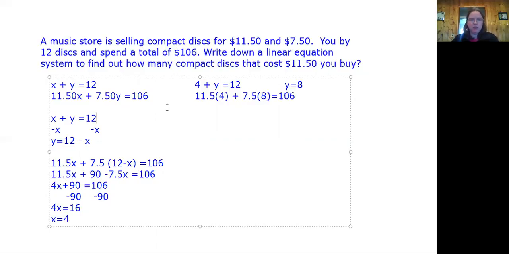Now let's just double check to make sure that that equation is correct. So what is 11.5 times 4? Well, 11.5 times 4 is, let me just calculate that, 46. And 7.5 times 8 is 60. And when we add those together, we get 106. And so therefore, our answer to this problem is that x is equal to 4 because we bought 4 CDs that cost $11.5.